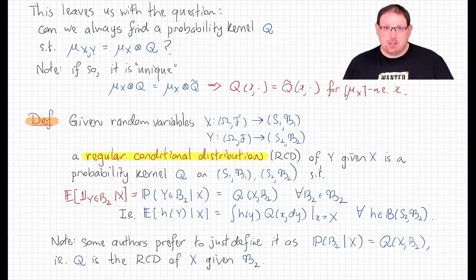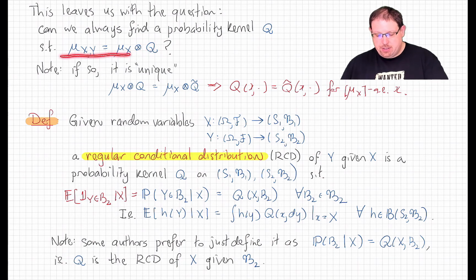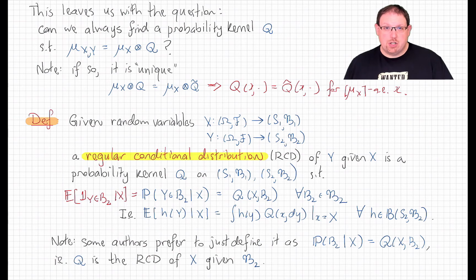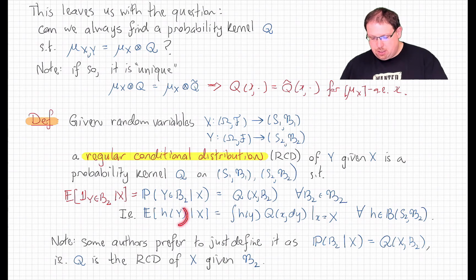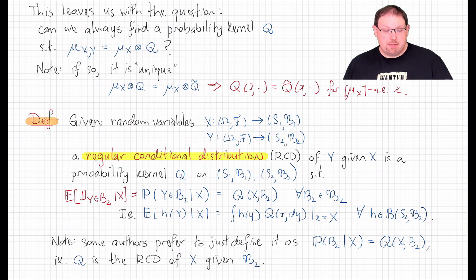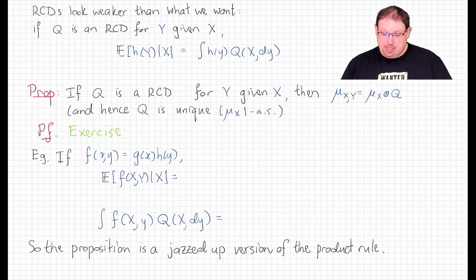Now, at first blush, this looks a lot weaker than what we were asking for on the last slide. We were hoping to find a probability kernel that gives us this factorization property of X, Y on one side and X on the other, which, as we saw, if it exists, will mean that we can compute the conditional expectation of f at X, Y given X in terms of Q. Here, we're only computing the conditional expectation of a function of Y alone given X, which seems like a different and easier problem to solve.